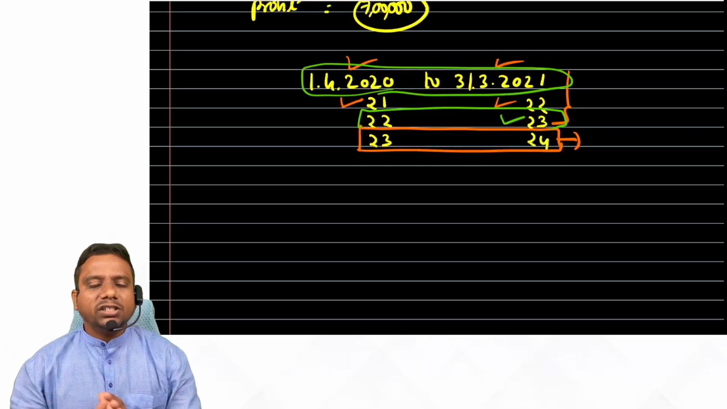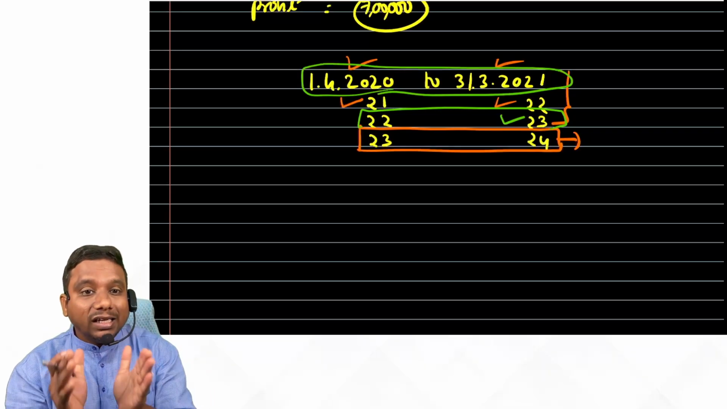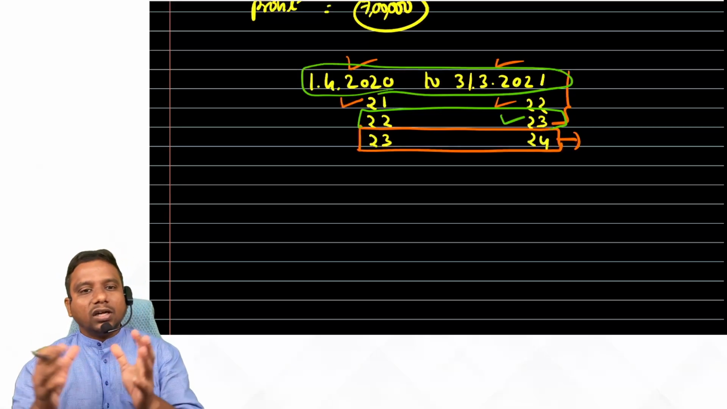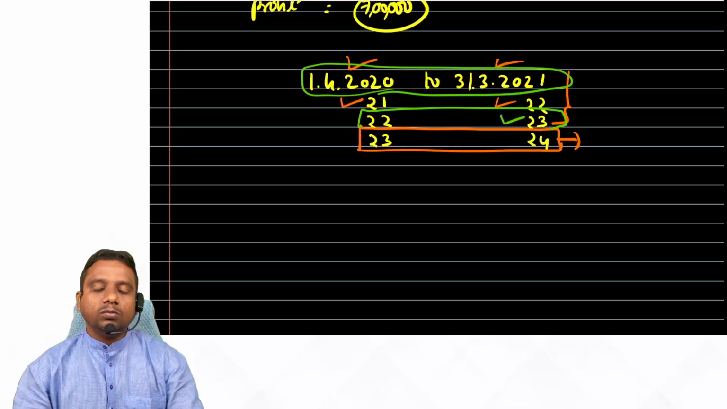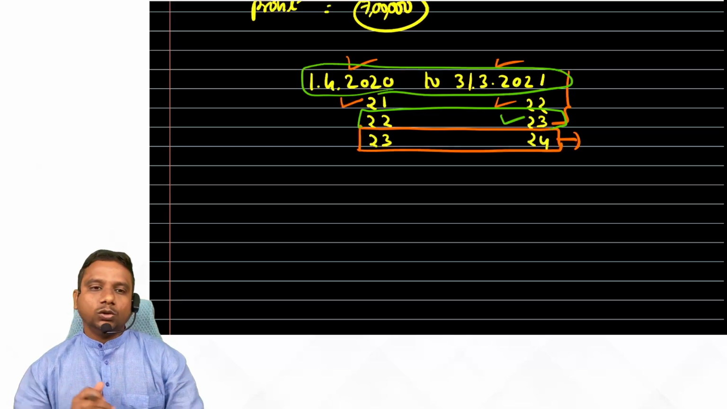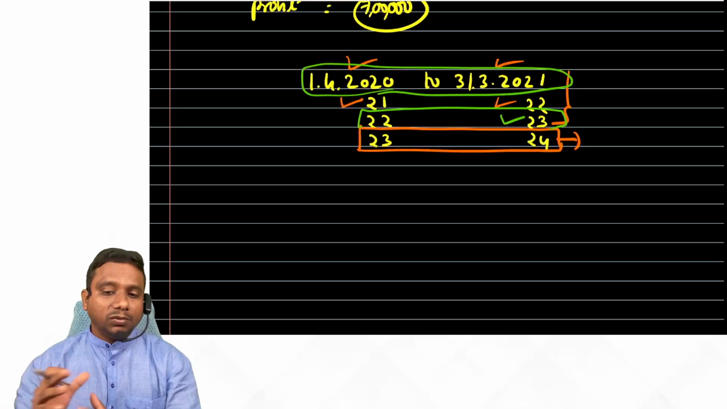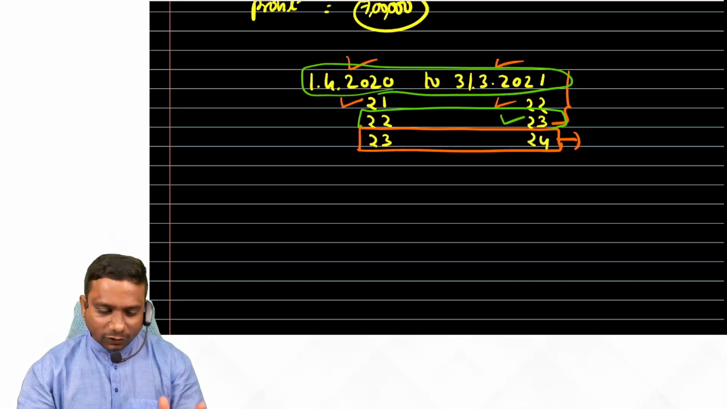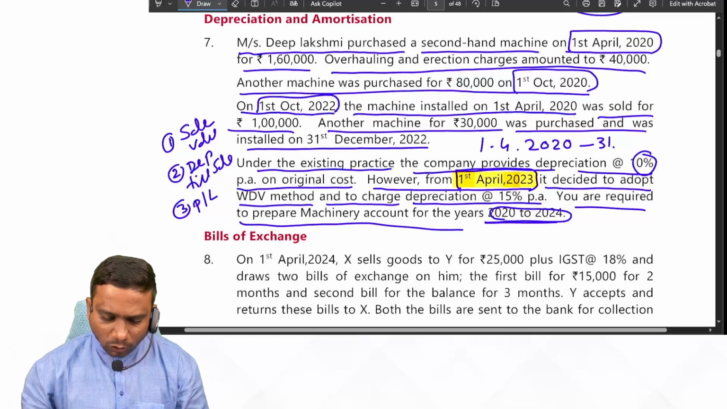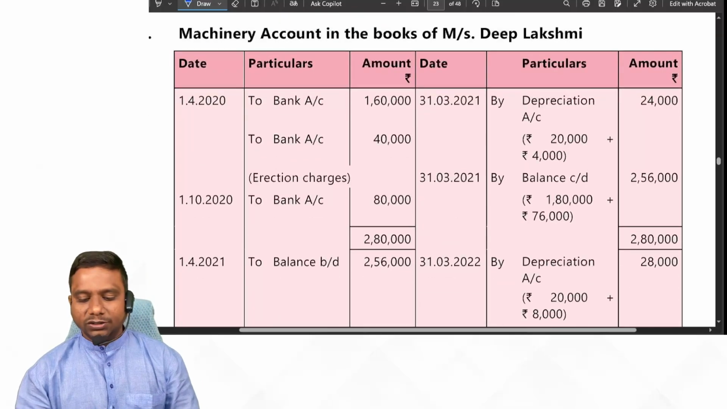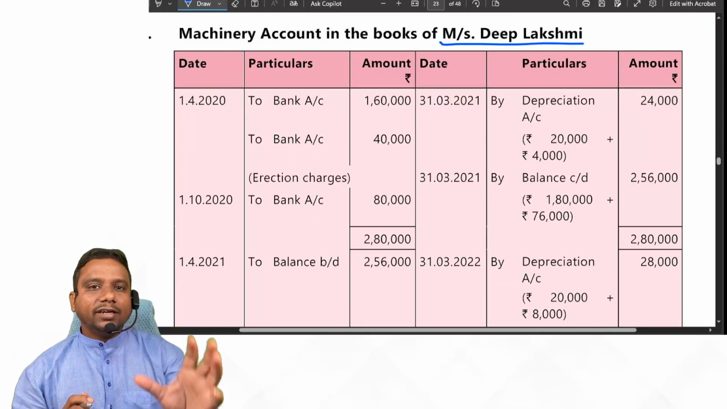When you have these many machines, it is always advisable to prepare one working note for calculation of depreciation. Yes or no, students? So our plan for solving this problem is the machinery account and a working note to calculate depreciation. At the same time, on the date of sale of an asset, we also calculate profit or loss. Is it clear, students? Now look at the next one. Machinery account in the books of Messrs. Deep Lakshmi.